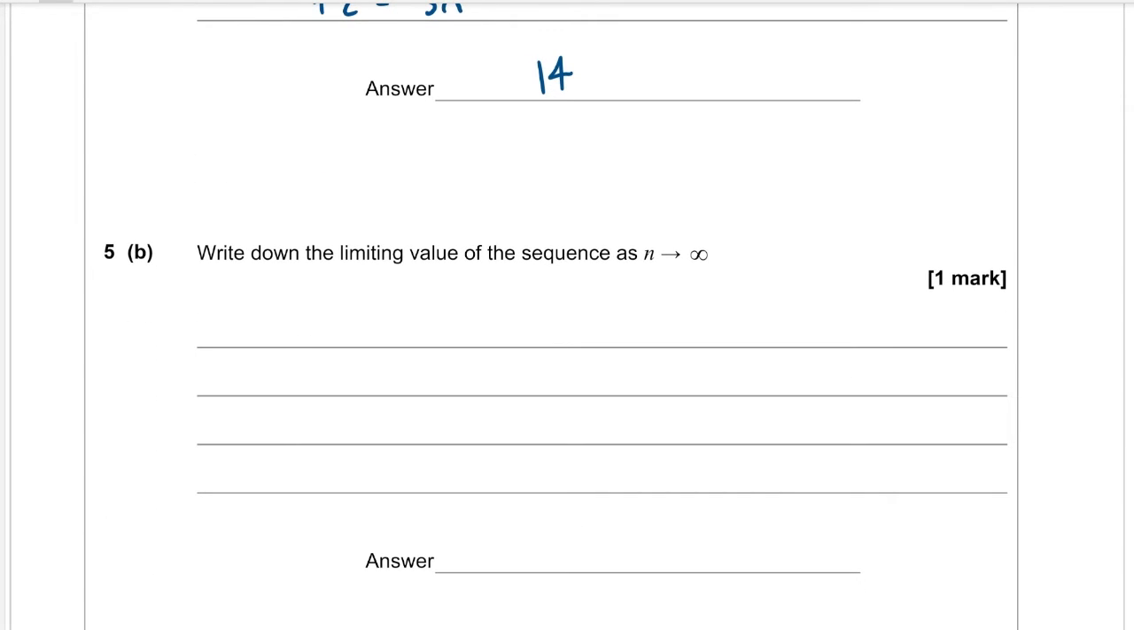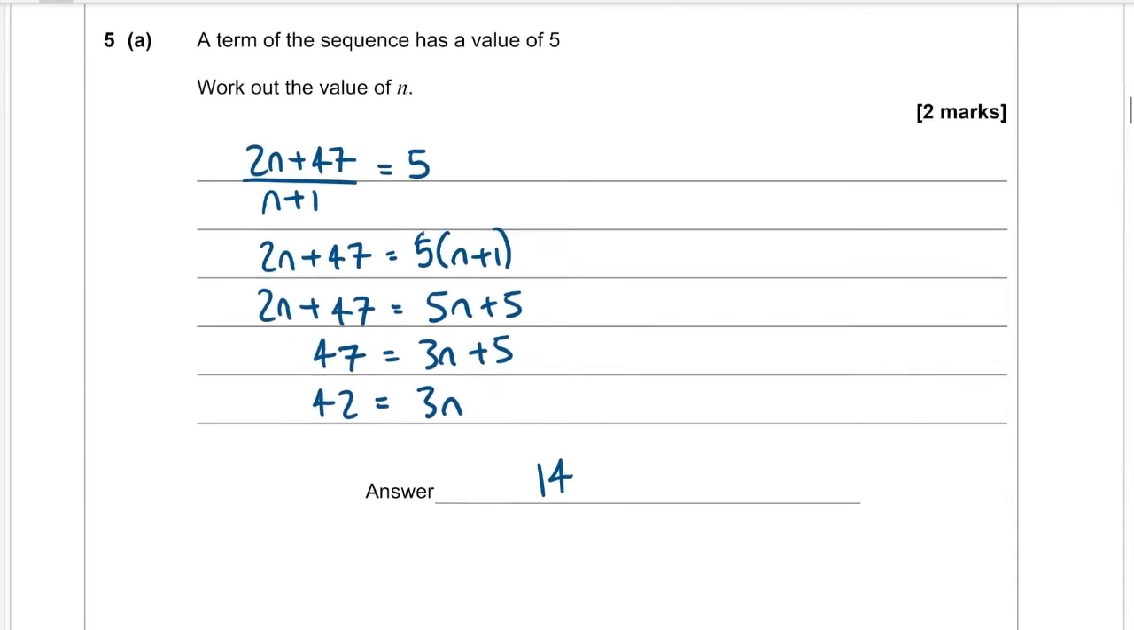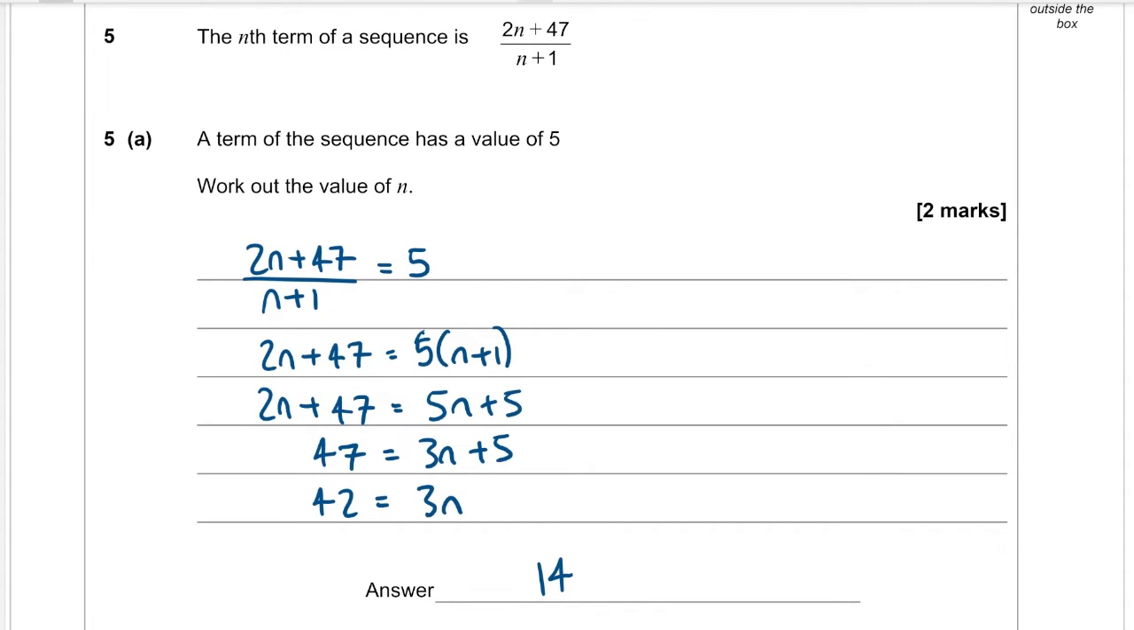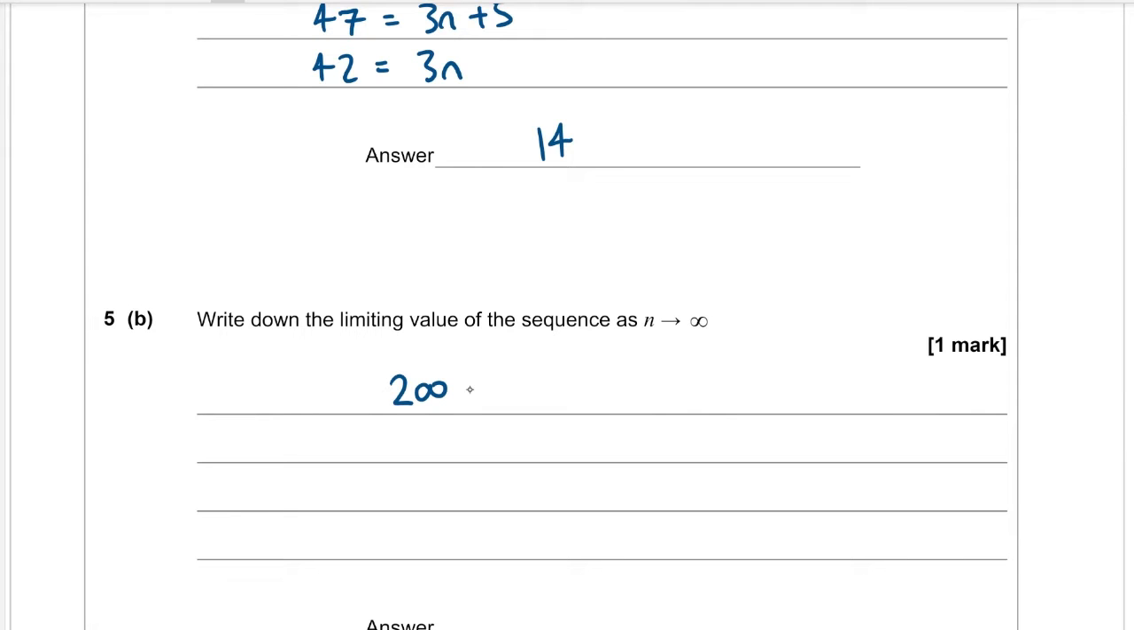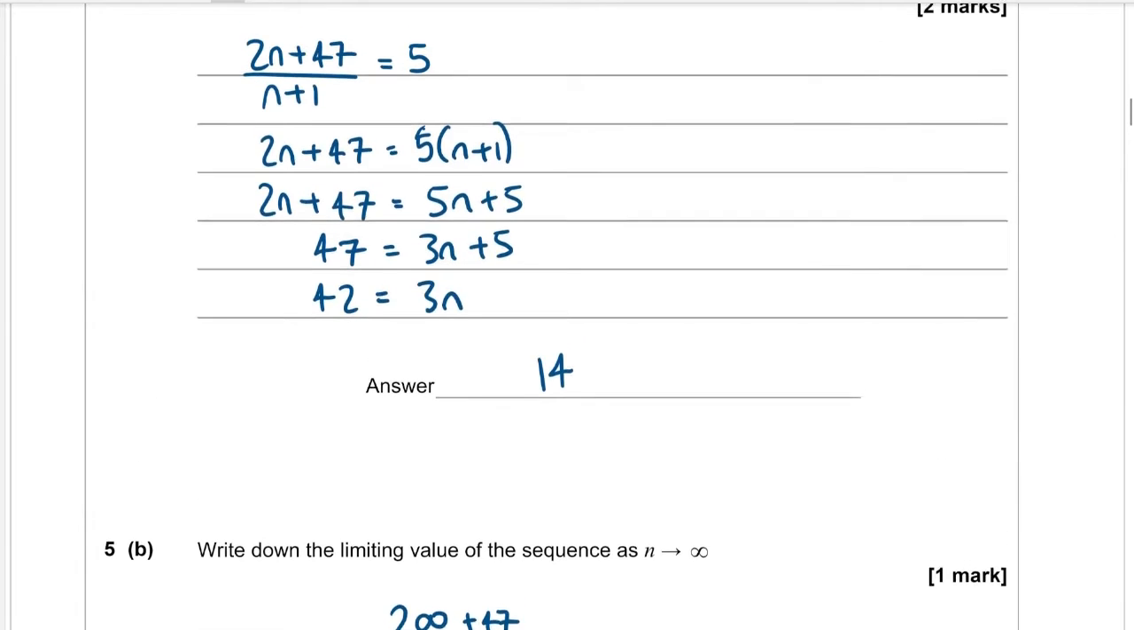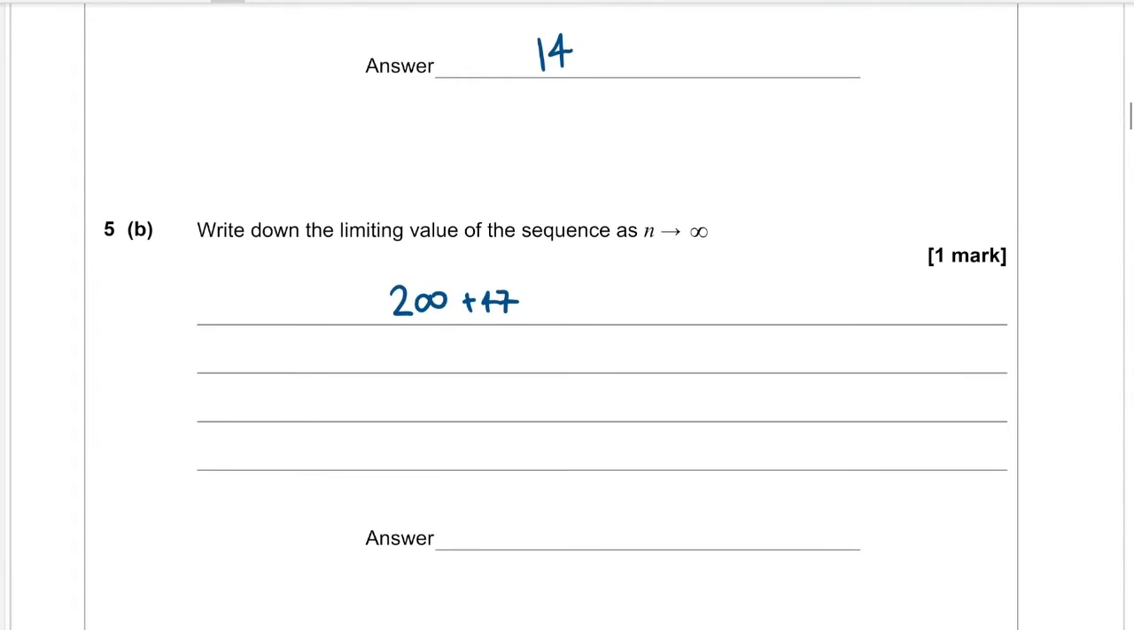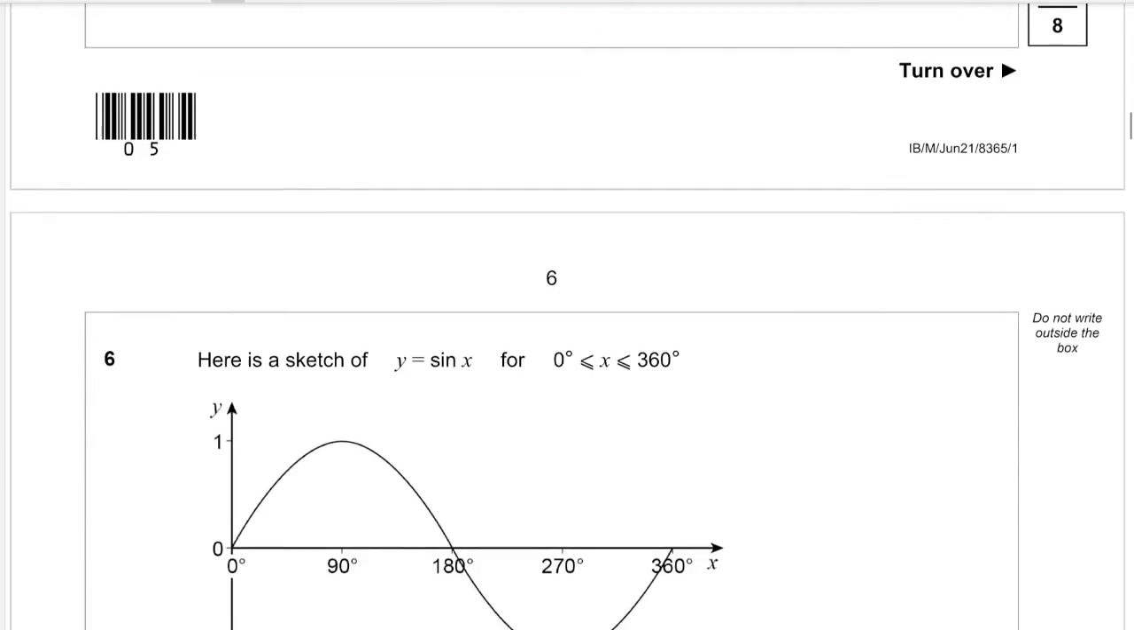It says write down the limiting value of the sequence as n tends to infinity. Well, what you can do is imagine what would happen when n is a large number. So you're going to get 2 lots of infinity plus 47 over 1 lot of infinity plus 1. And of course, if you add 47 or 1 to infinity, then it's just going to be infinity. So it's 2 lots of infinity over infinity, and the infinities will cancel and you're left with 2. So 2 is the limiting value of that sequence.